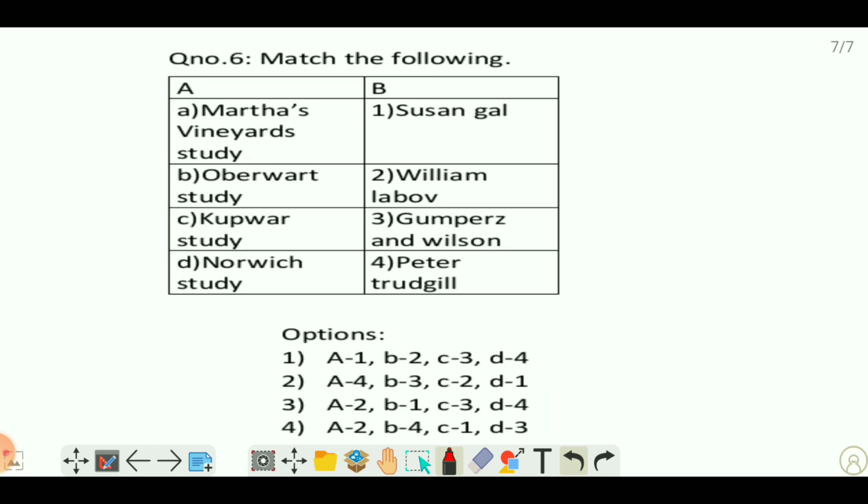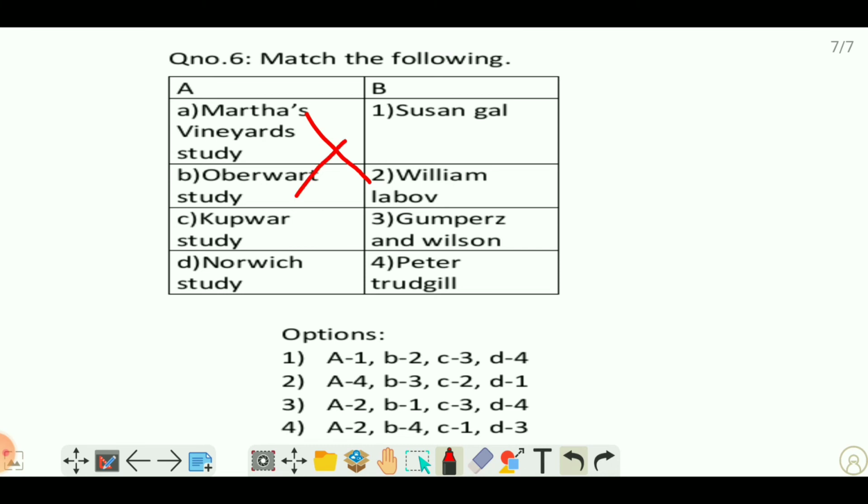Moving on to question number 6. Match the following. Martha's Vineyard study is related to William Labov. William Labov explained how social motivation causes sound change. He notes that the centralization pattern of diphthongs varied according to the age group at his place of investigation. They used this as a mark of protest to maintain their social identity as Vineyarders.